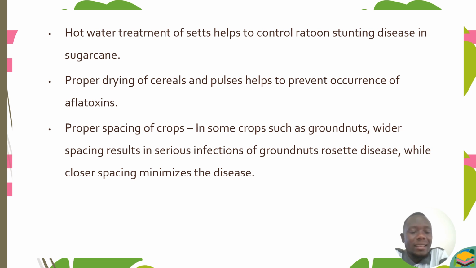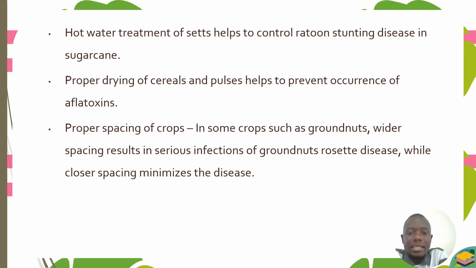We've got proper drying. Proper drying is also one example of a cultural method. Proper drying of cereals and pulses helps to prevent occurrence of aflatoxin. So aflatoxin is another example of a disease which can be controlled by proper drying. Then we've got proper spacing of crops. Proper spacing is another example of a cultural control method.